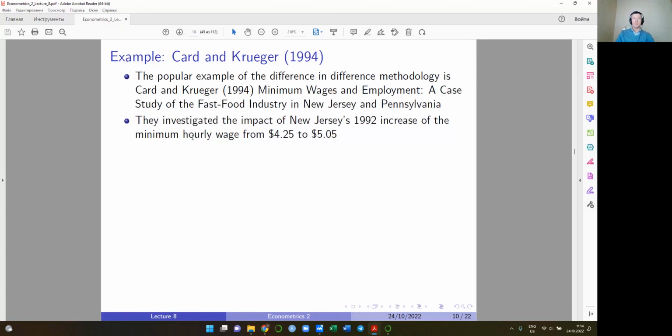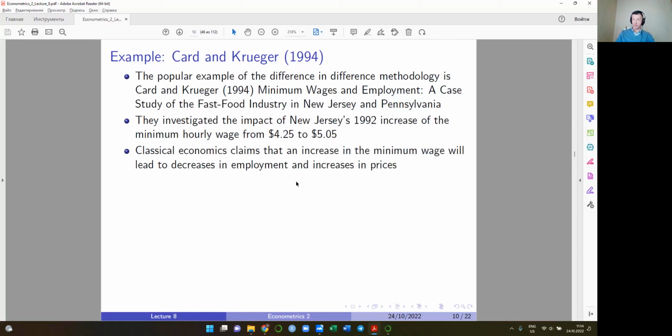These two authors investigated the impact of New Jersey's 1992 increase of the minimum hourly wage from $4.25 to $5.05. Well, the usual economics says that if the minimum wage increases, we can expect a decrease in employment and an increase in prices.